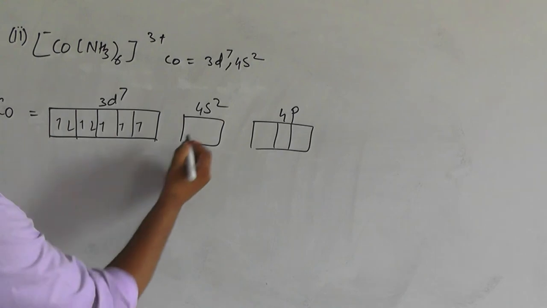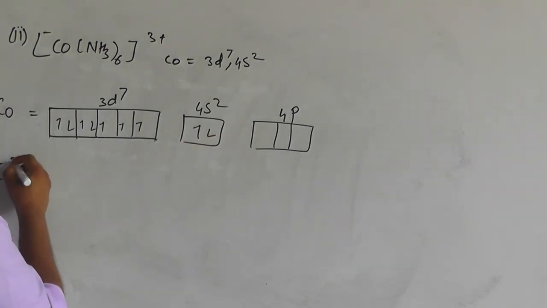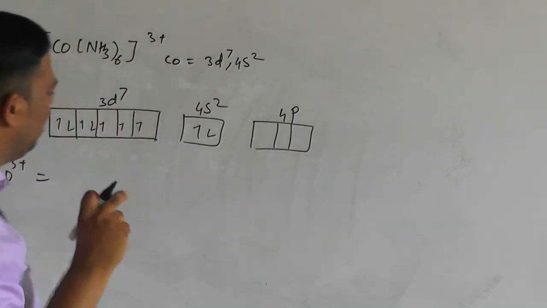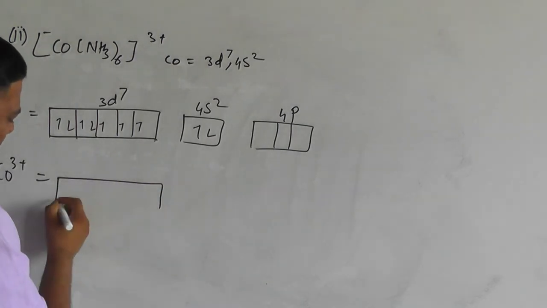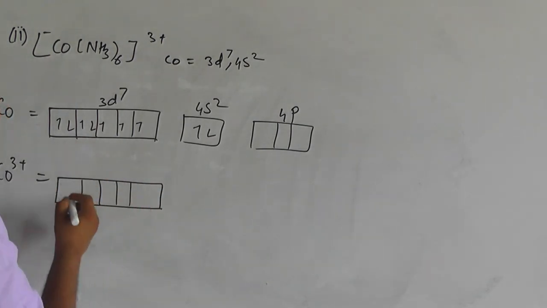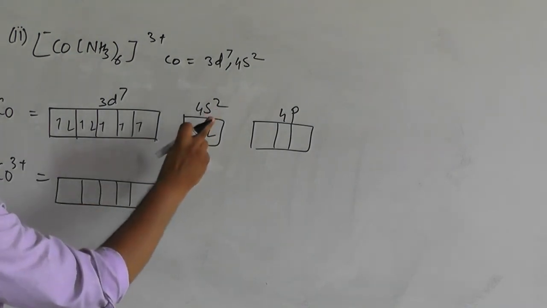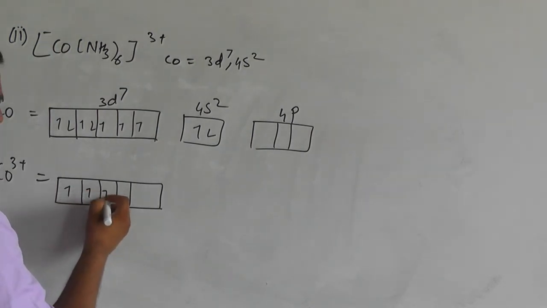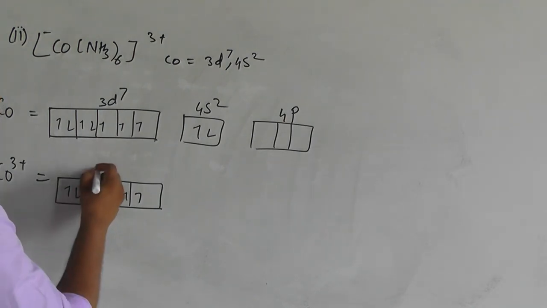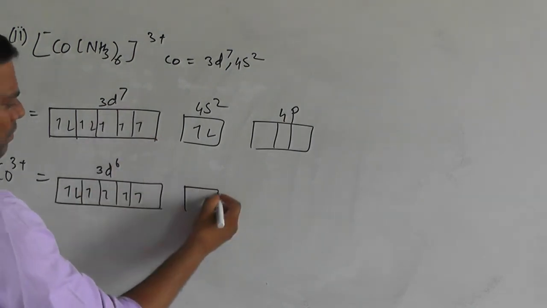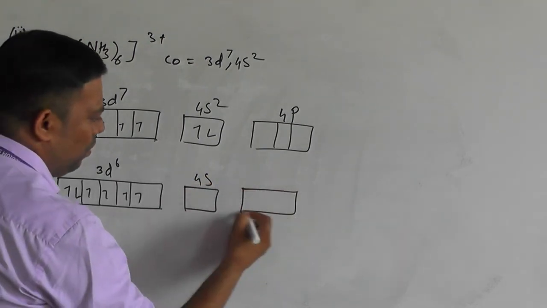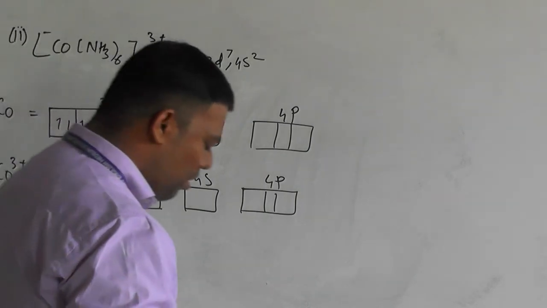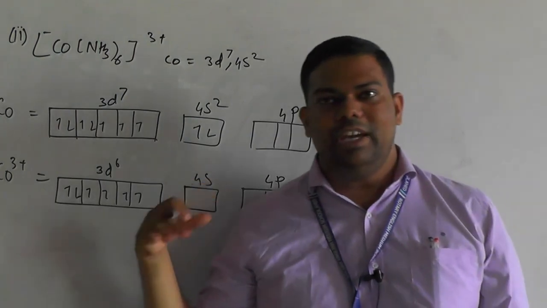4s2 we have to draw here. Therefore Co3+, because in this complex the charge on cobalt is 3 plus. So 3d7 means two electrons from 4s and one from 3d, total 3 removed, so 3d6: 1, 2, 3, 4, 5 and 6. 4s is empty, yes or no? 4p is also empty. Now you have to concentrate on ammonia.